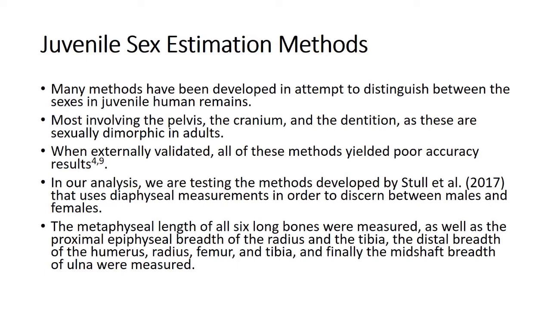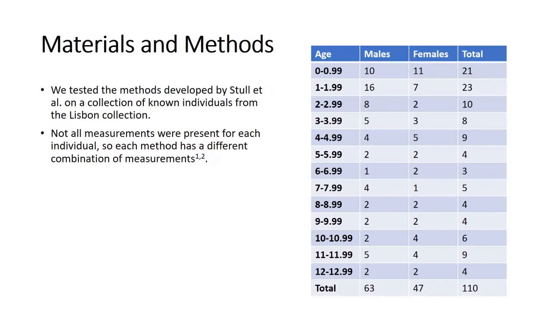So in our analysis, we are using our data and testing it against a method developed by Stahl et al. in 2017, which uses the lengths and widths of long bones in order to discern sex in juvenile individuals.